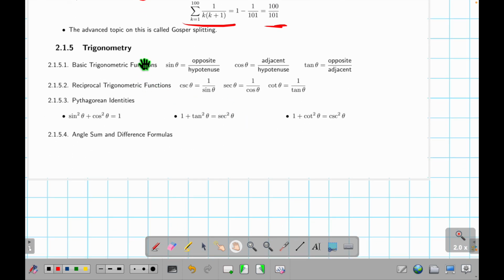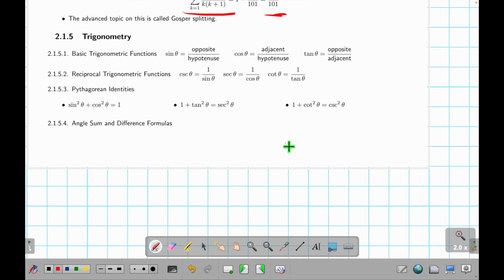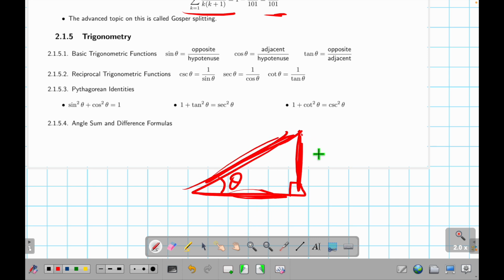The next part will be trigonometry. That means sine, cosine. So if I have a triangle here, this is a right angle, okay? This is theta, okay? Then sine is this part divided by this part, cosine is this part divided by this part, and tangent is this part divided by this part, okay? So basically it's this.